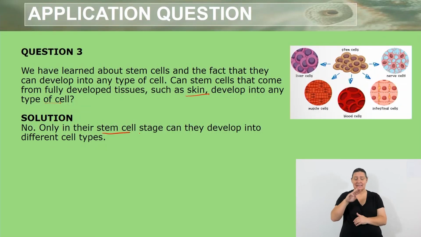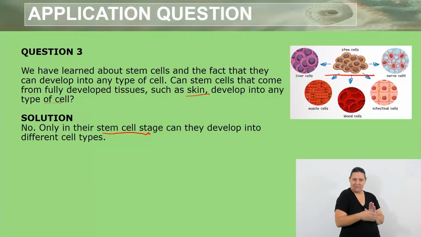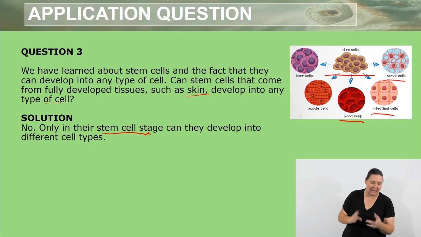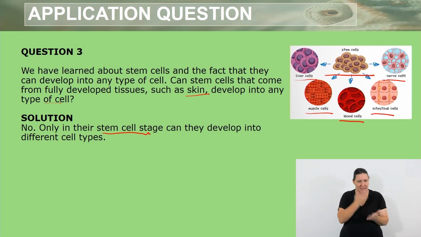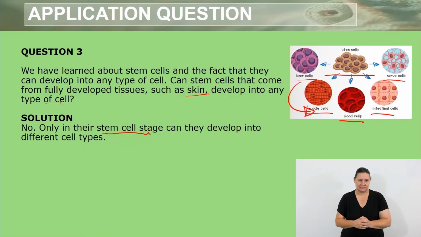And the answer is no. Only in their stem cell stage can they develop into different cells. And this is because, if you remember, we said stem cells are unspecialized. So they have not been given the role or the purpose or the function as yet. So because they are unspecialized, they can still become nerve cells, intestinal cells, blood cells, muscle cells, or liver cells. But if they've already been specialized to take the purpose or the function of liver cells, then they cannot go back and start performing duties which are supposed to be done by the muscle cell. So that is why your answer is no.